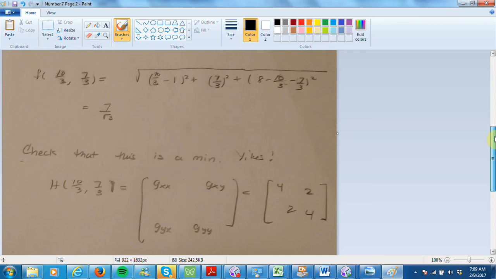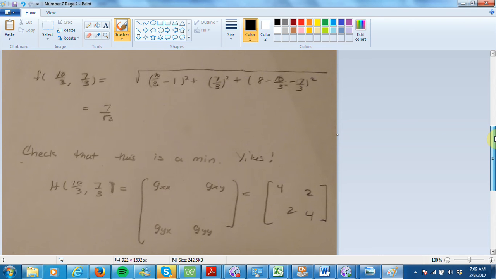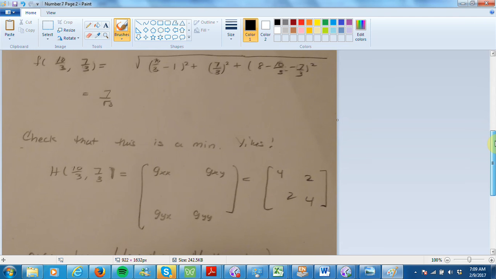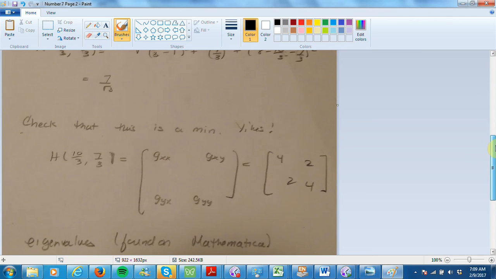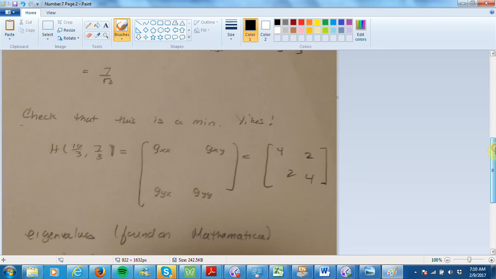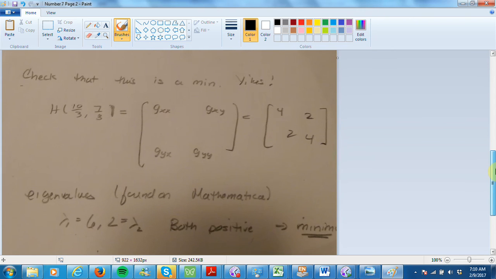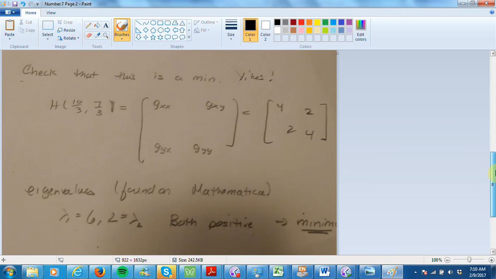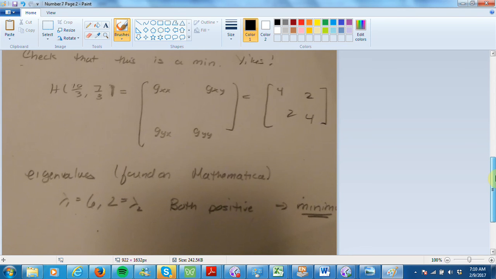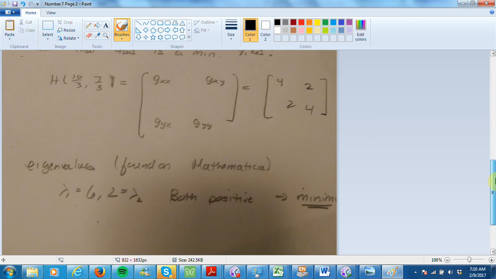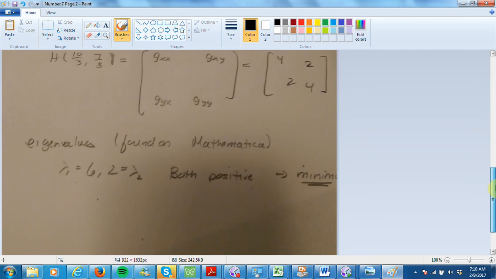So we find the Hessian matrix, and I'm working with g because I don't want to deal with the square roots, and I find the second derivatives. I already had the function on Mathematica, but the second derivatives are all nice. They're constants. So I got 4, 2, 2, 4 for these second derivatives. And then I just told Mathematica to find the eigenvalues, and I got 6 and 2 as the eigenvalues. They're both positive, so this is concave up, so this is a minimum. So I hope that helps on this problem.